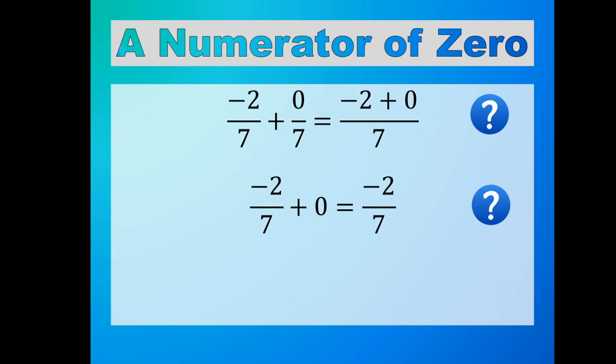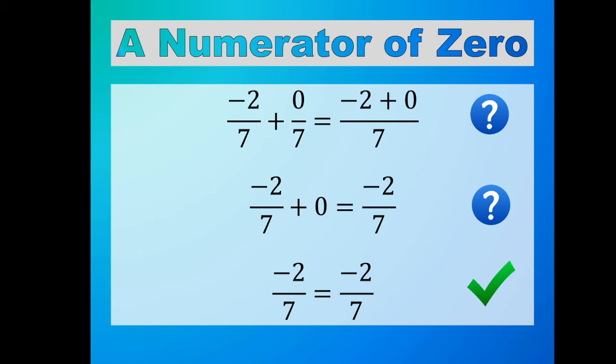So we still do not know that the middle line is true. But now I can exchange the negative 2 sevenths plus 0 for negative 2 sevenths. Why can I do this? Well, I know that anything plus 0 is equal to that anything. And now finally, we do know this is true. We do know that negative 2 sevenths is equal to negative 2 sevenths.